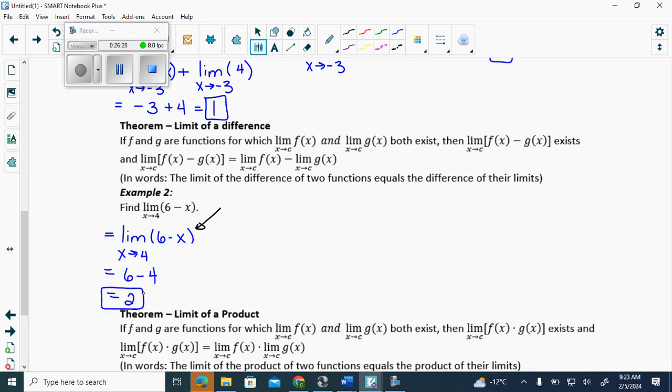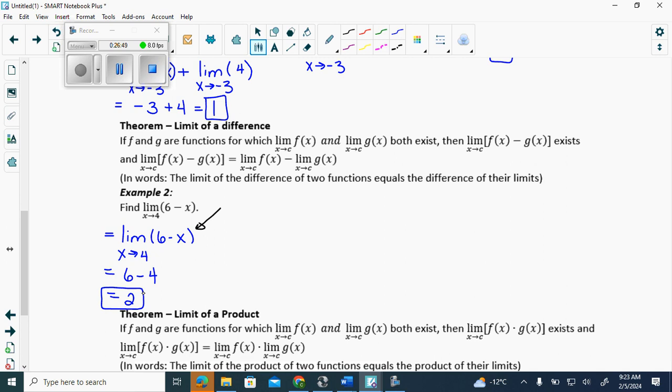So what does this mean? This means on the line 6 minus x, if I approach x equals 4 from the left and x equals 4 from the right, it's approaching 2. We agree? Yeah. Because it's a continuous function, we also know that f of 4 is 2, because from the left and the right it's approaching 2, and at the value it's 2.